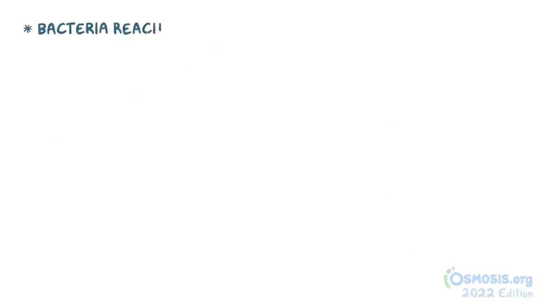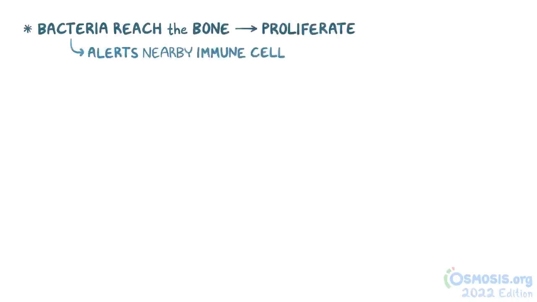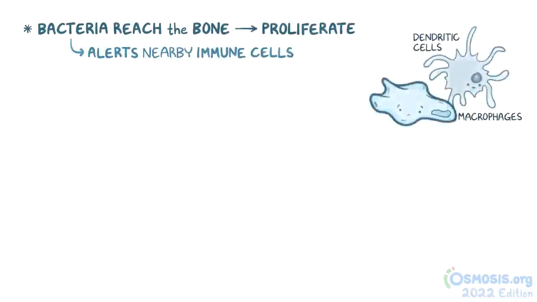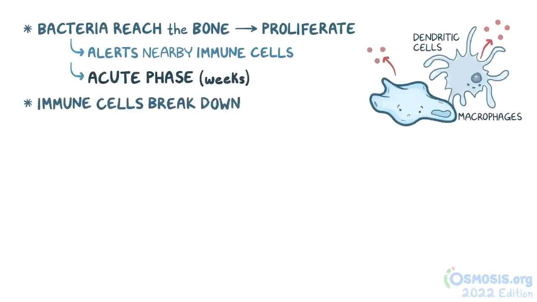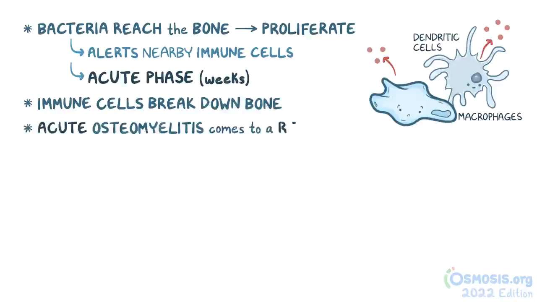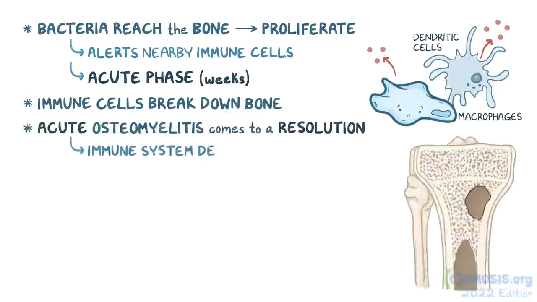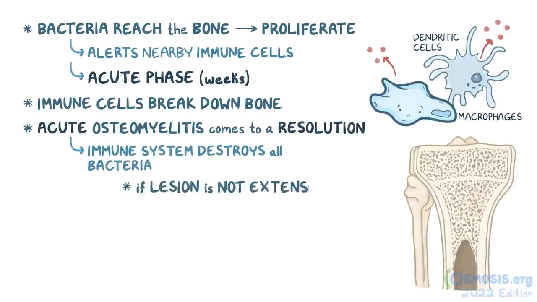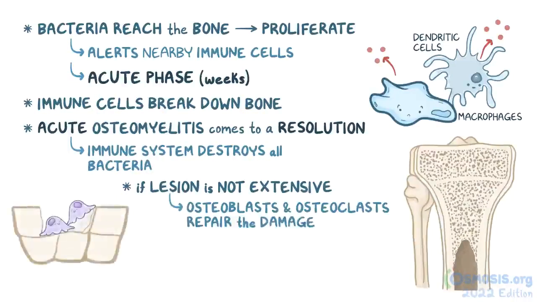Now, once the bacteria reach the bone by any of these routes, they start to proliferate. This alerts nearby immune cells, specifically dendritic cells and macrophages, that try to fight off the infection. This represents the acute phase of the disease and occurs over a course of weeks. The immune cells release chemicals and enzymes that break down bone and cause local destruction. Usually, acute osteomyelitis comes to a resolution, meaning that the immune system eventually destroys all of the invading bacteria. If the lesion is not that extensive and there's viable bone, the osteoblasts and the osteoclasts begin to repair the damage over a period of weeks.